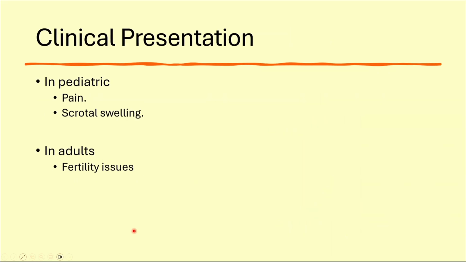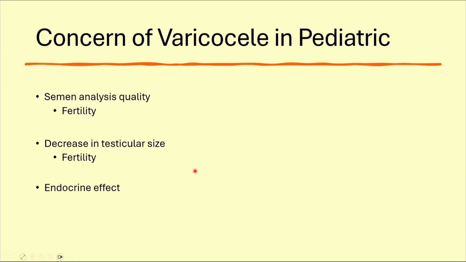The way they present in pediatrics is usually either pain or scrotal swelling, while in adults, yes, they present with pain or scrotal swelling, but the more common and more concerning is fertility issues. Now, the concern of varicocele in the pediatric age group specifically is that with this progressive, time-dependent damage, it might affect fertility, and that can be reflected by the semen analysis and the decrease in testicular size, and more or less the endocrine effect, which we'll explain later on.